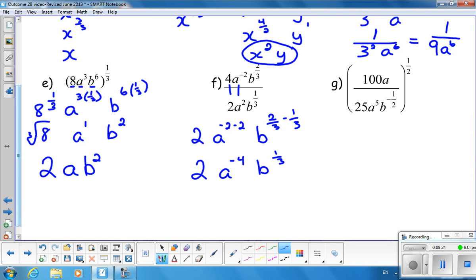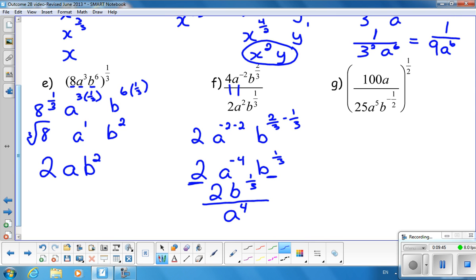The 1/3 exponent is okay, but I need to deal with the -4 exponent for my a. So that -4 will move that a into the denominator and make it positive. The 2 is still in the numerator, and the b to the 1/3 is still in the numerator. The 2 and the b didn't have negative exponents, so we don't need to move them.